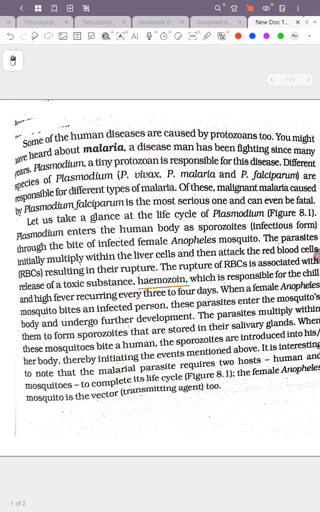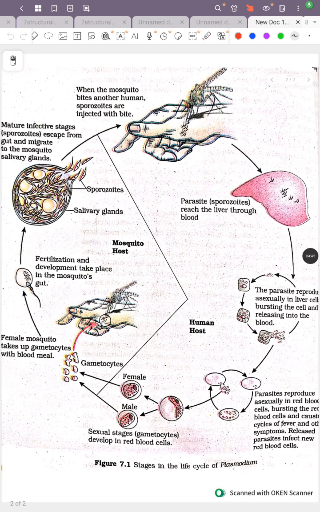As we have already discussed, the malaria parasite requires two hosts. One is human, another is mosquito, to complete its life cycle. So the female Anopheles mosquito is a host also, and it is a vector also, a biological vector, because it is the transmitting agent. It is spreading the disease to the human. Same thing that we have discussed.